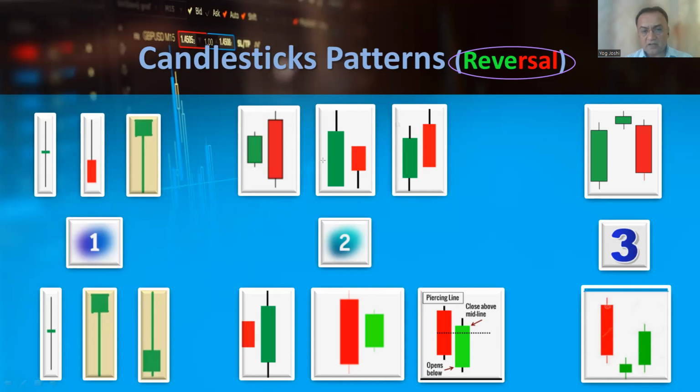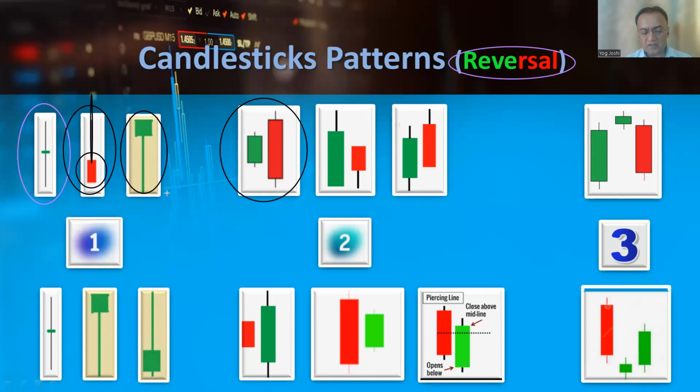Some of the candles are very often found in charts, like doji, engulfing bearish, shooting star. See the shape of the candlestick pattern. It is just like a falling star. That's why it is known as a shooting star. This is the star body, and this is the big shadow. This is the hanging man.